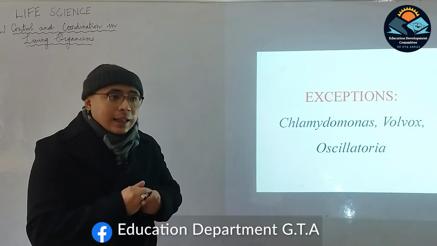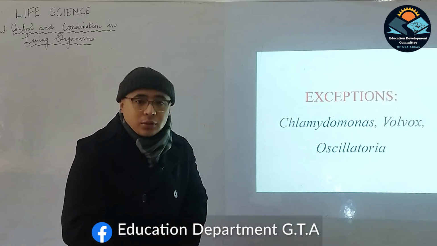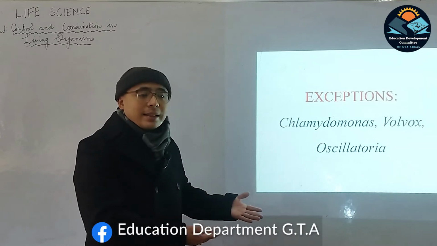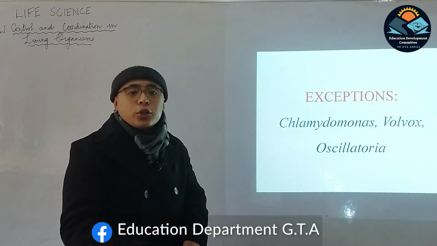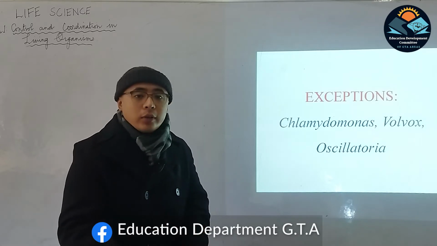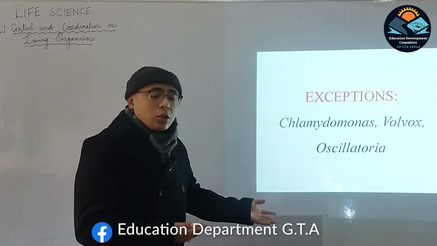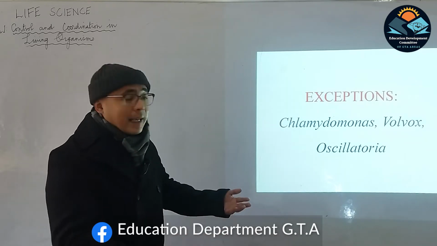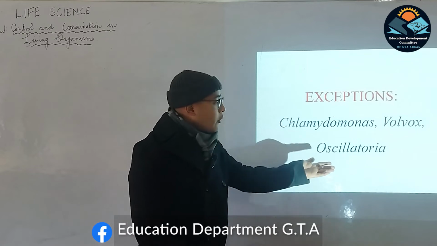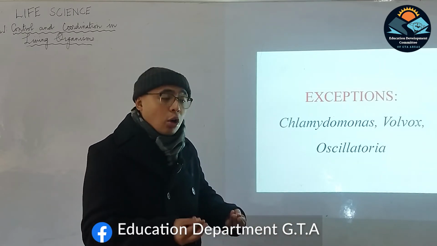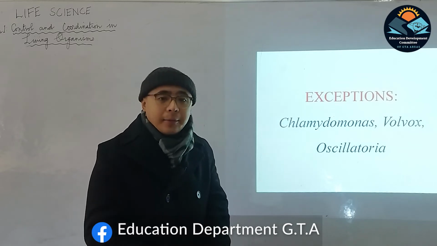Now, in life sciences, there are always exceptions to different types of rules. So similarly, the rule that we established earlier was that plants do not show movement of locomotion, they only show movement of curvature. However, you will also find certain plants which are exceptions to that rule. These exceptions are Chlamydomonas, Volvox and Oscillatoria, all of which belong to a group of plants known as algae.